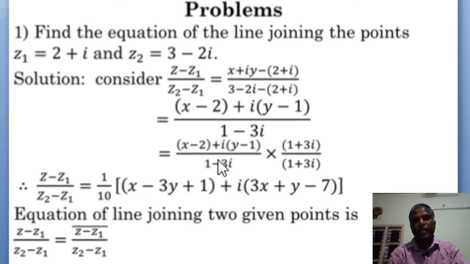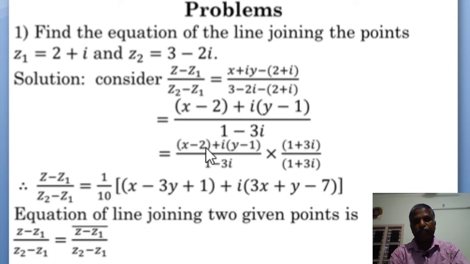Next we have to rationalize the denominator. By multiplying both numerator and denominator by the conjugate of the denominator, that is the conjugate of 1 minus 3i, which is 1 plus 3i. In the denominator, we get a minus b into a plus b, that is a square minus b square, that is 1 square minus 3 square i square. Since i square is minus 1, it becomes 1 plus 3 square, that is 1 plus 9, 10. So it is 1 by 10.